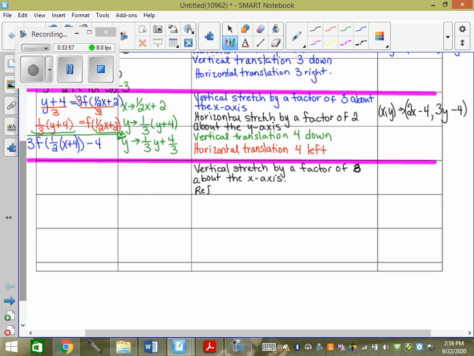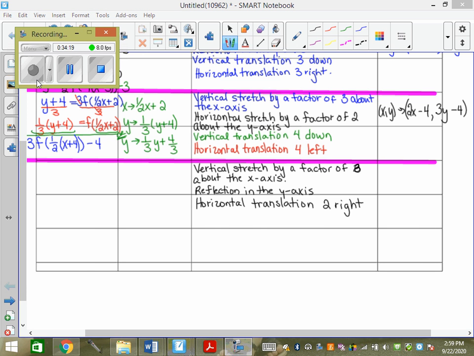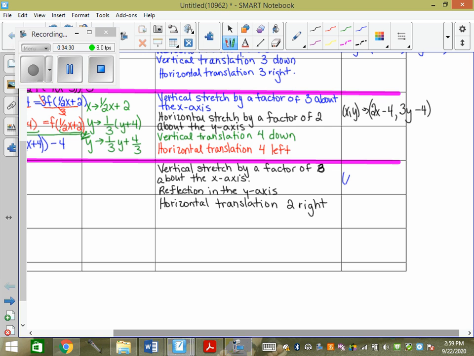Reflection in the y-axis. Horizontal translation to the right. Okay, words and mapping are the same, so I'm going to go with them first. Because if I'm getting words, I'm doing mapping if I have a choice. Because they're the same.